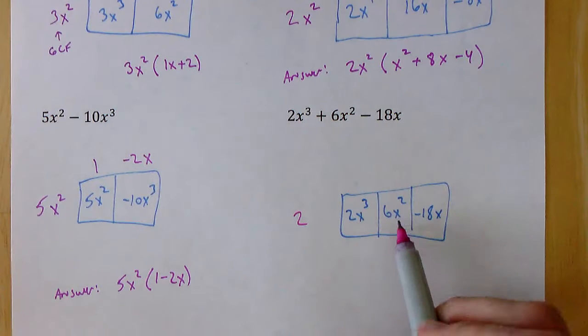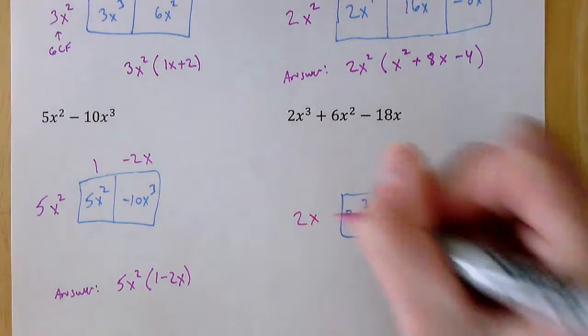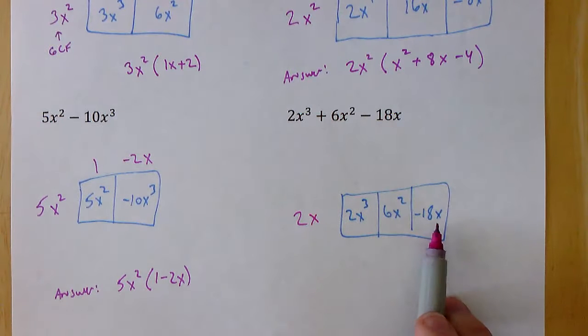This guy's got 3 x's. He has 2. He has 1. So how many can I fairly take from everybody? Just 1, because he can't give me more than that. They can both give me 1, but he can't give me more than 1. So that's kind of how I'm finding that.